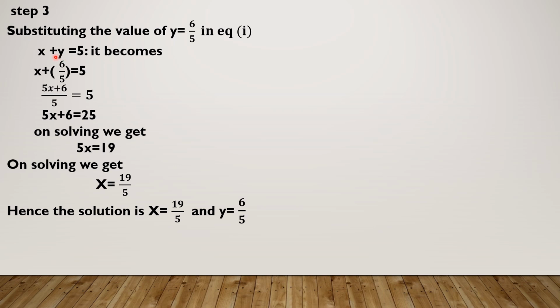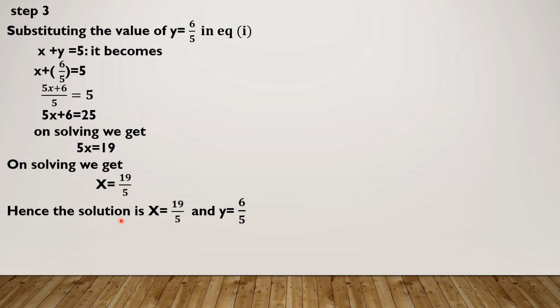Our equation number 1 is x plus y equals 5. On putting the value y equals 6 upon 5 in place of y, it becomes x plus 6 upon 5 equals 5. On taking LCM we get (5x plus 6) upon 5 equals 5. We do cross multiplication, so we get 5x plus 6 equals 25. On solving we get 5x equals 19, and finally we get x equals 19 upon 5.